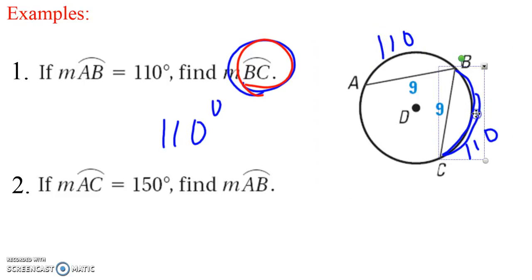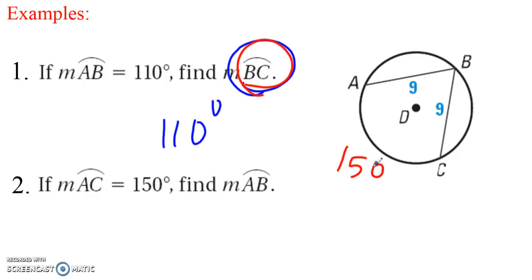All right, and if you look at the second problem, why don't you pause and try it? If AC is 150, then how can I find AB? Well, if I know they're the same, I can take 360 minus 150, which is 210, and divide, and it's each 105.